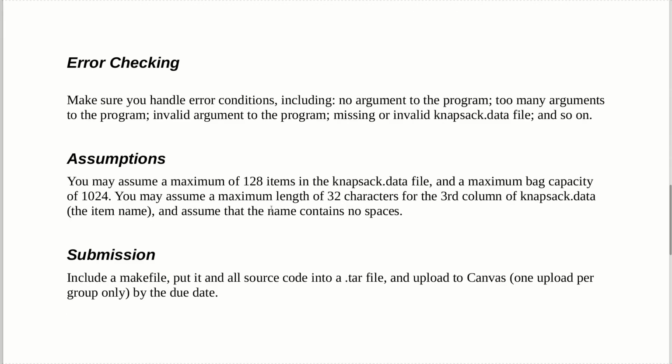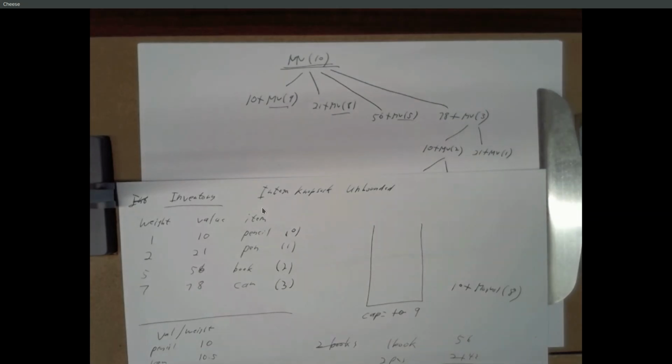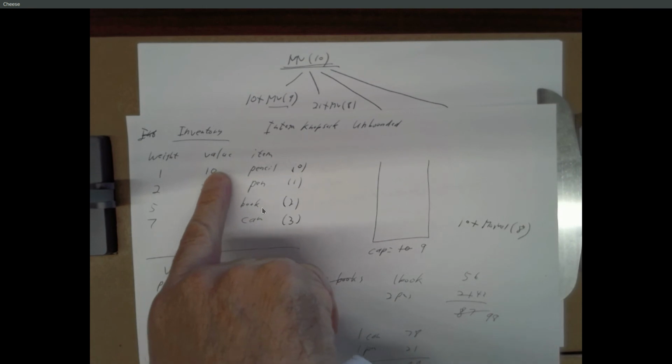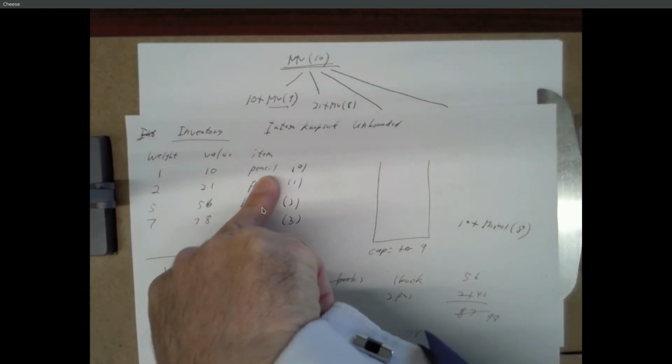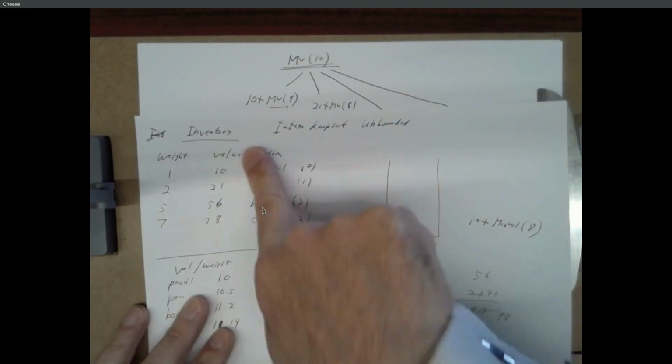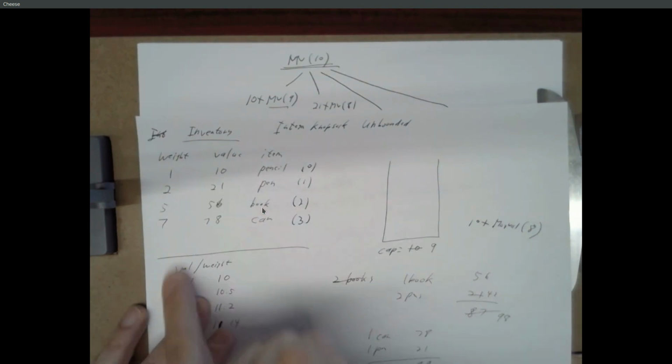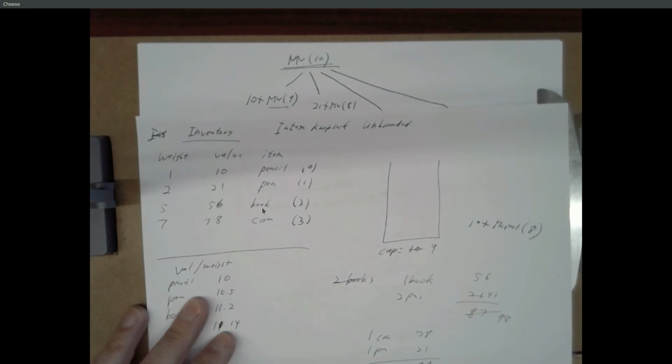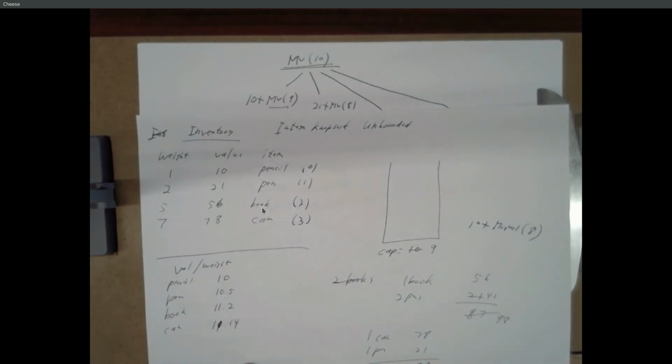So assumptions: a maximum of 128 items in your inventory. This means you don't have to use malloc. You can make everything static. Your inventory is going to be a set of arrays. What do you have to store in your arrays? You have to store the weight of an item, the value of an item, and the name of an item. If there's a maximum of 128 items allowed, you can make these statically defined arrays: int weight[128], value[128], char *item[128].